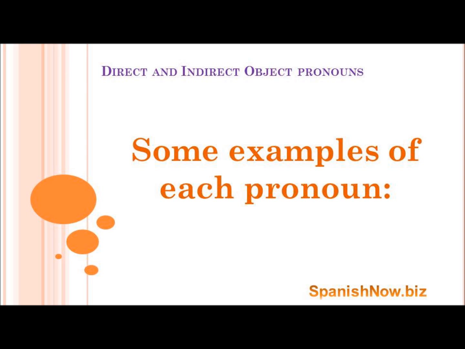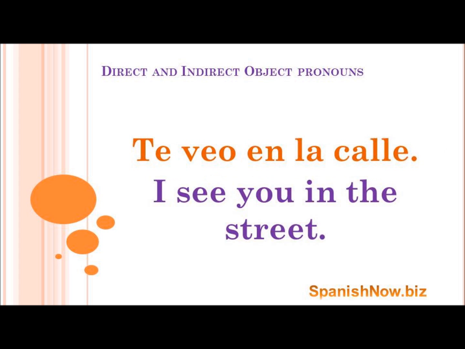Okay, now what I want to do is look at some examples of each pronoun. First example we come to is "te veo en la calle." Te veo en la calle. I see you in the street. Te would be the direct object pronoun in this case.